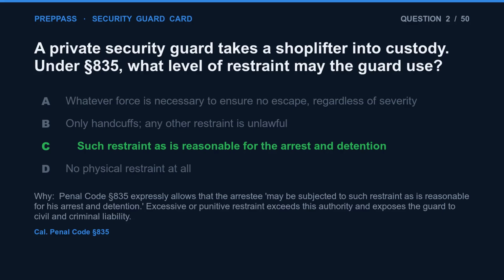The correct answer is C. Penal Code Section 835 expressly allows that the arrestee may be subjected to such restraint as is reasonable for his arrest and detention. Excessive or punitive restraint exceeds this authority and exposes the guard to civil and criminal liability.